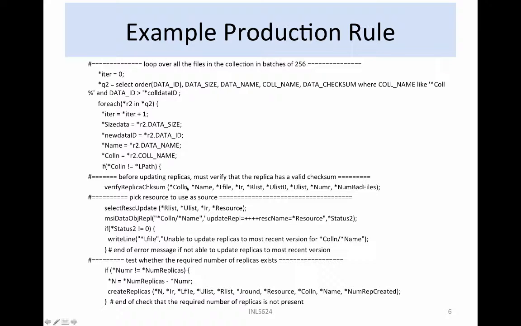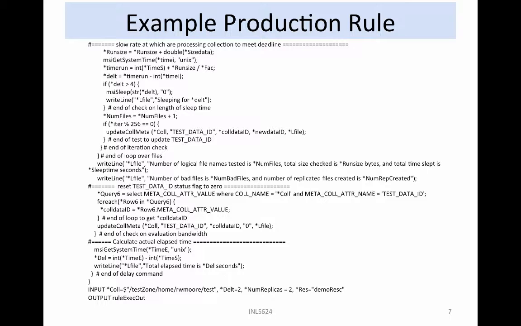It loops over the list, finds a file that it will use as the source for replicas, verifies the checksum on that file, verifies a resource that it will use as the source for making replicas, updates all the replicas to the most recent version, checks whether the number of replicas that are actually out there is less than or equal to the required number. If it is not the required number, it creates the missing replicas. It then analyzes whether or not it needs to slow down the execution rate to meet the required deadline. It checks that the amount of time it's going to sleep is greater than at least 4 seconds to avoid multiple very small intervals of stoppage.